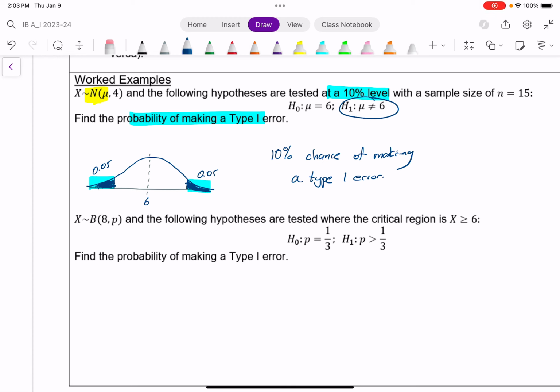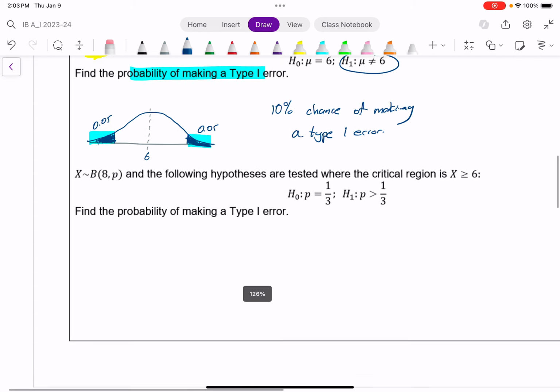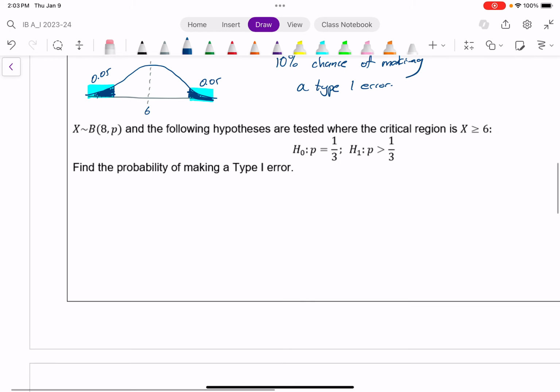With that said, what's more challenging is if we don't have a normal distribution. So I have a binomial distribution. So here, these values are a bit more important. Binomial distribution with 8 trials and an unknown probability. But our hypothesis test is that the null hypothesis is that the probability is 1/3. Our alternative hypothesis is that the probability is more than 1/3. However, this time, instead of being given a significance region as a percentage, we've been just given the critical region as any value greater than or equal to 6.